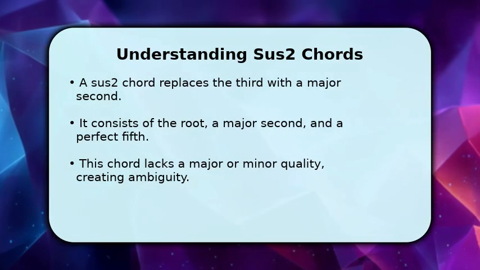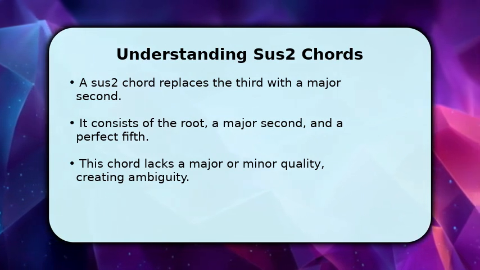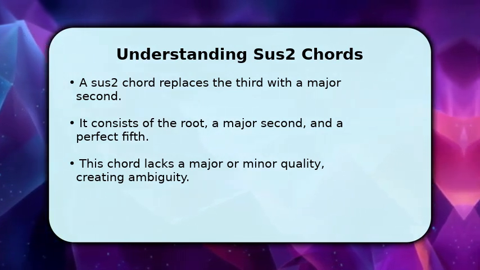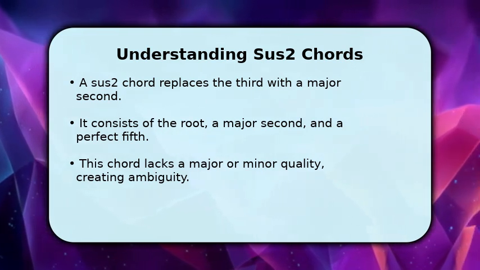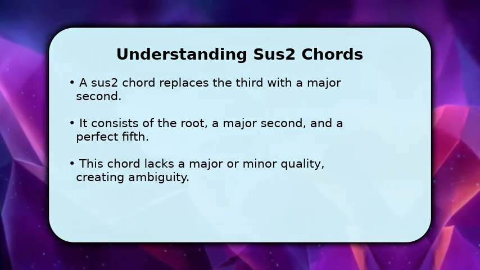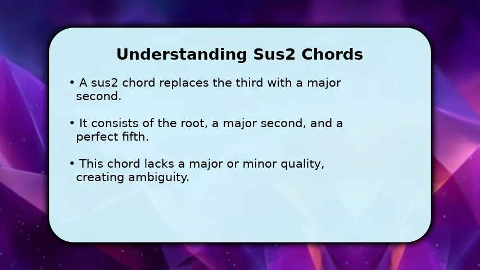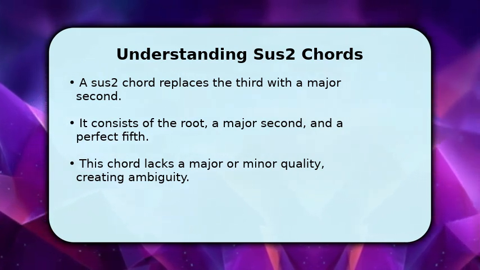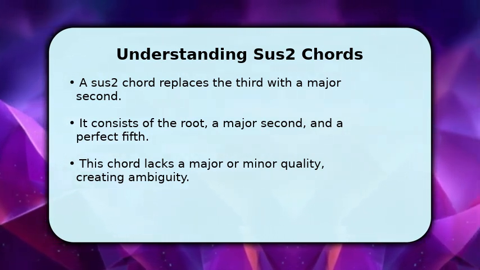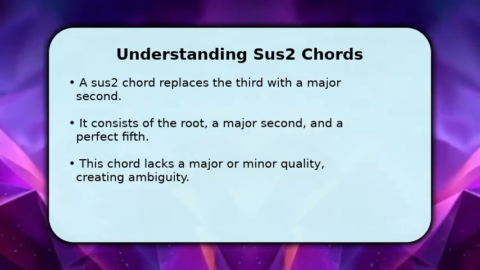A Sus2 chord, short for suspended second, is a three-note chord built differently from standard major or minor triads. Instead of the usual root, third, and fifth, it features a root, a major second, and a perfect fifth. For example, a C major chord is CEG, but a C Sus2 chord is CDG. The E is replaced by a D. This substitution removes the defining major or minor quality, giving the chord an open, airy, and somewhat unresolved sound.